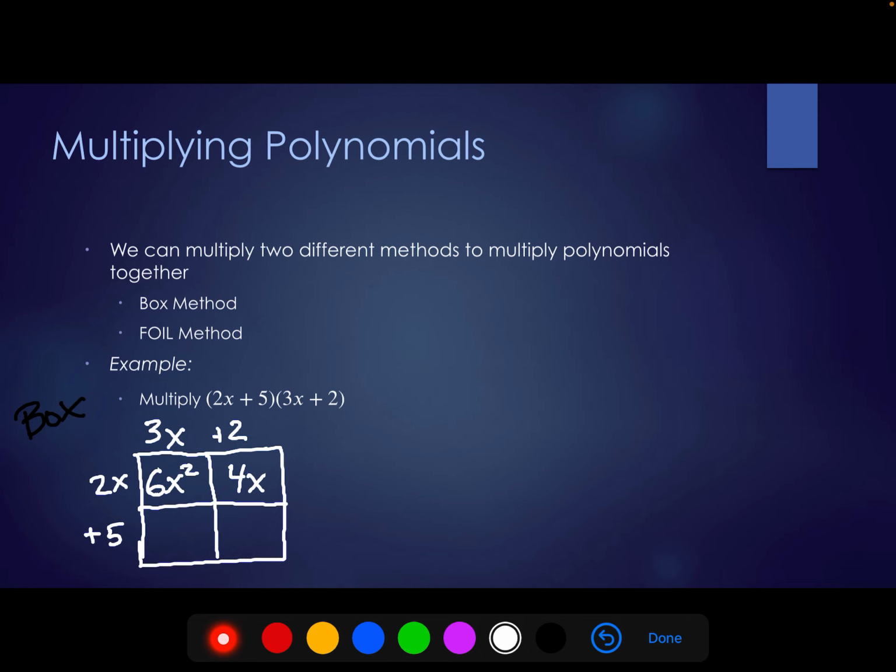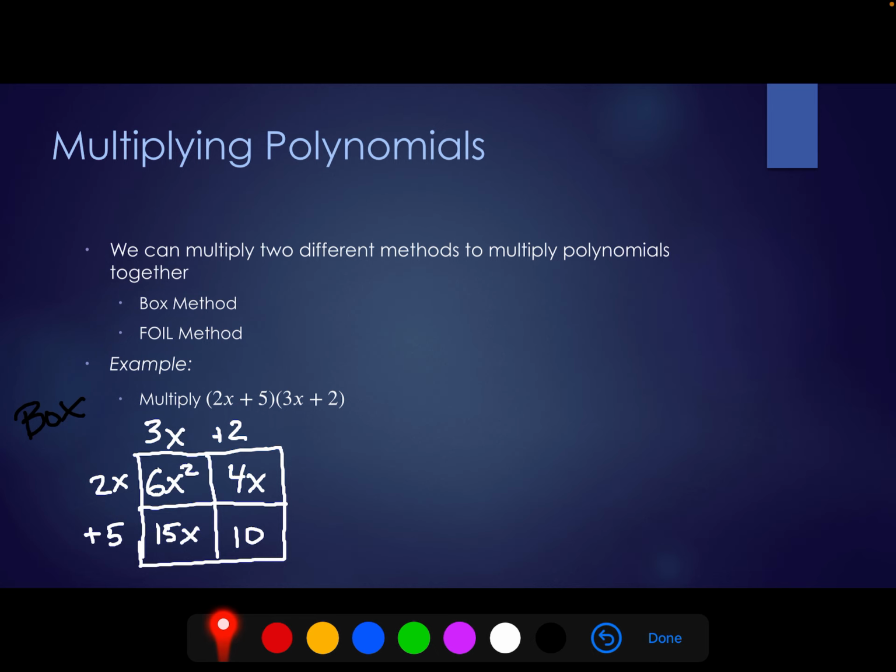Then we're going to do the same thing, but with the 5. So first we're going to multiply 5 times 3x. So 5 times 3x, that's 15x. And then last we're going to do 5 times 2, which gives us 10.